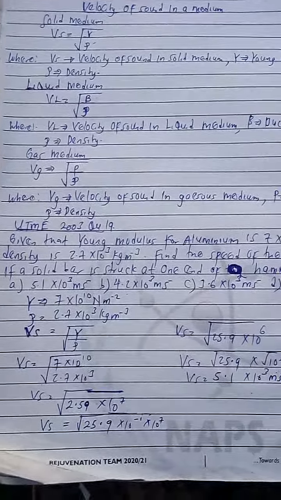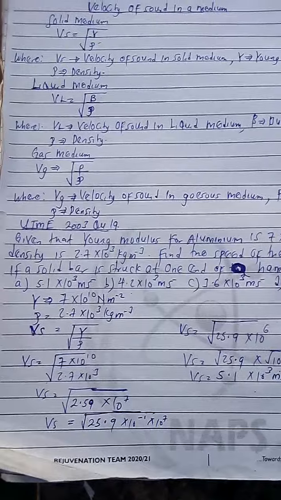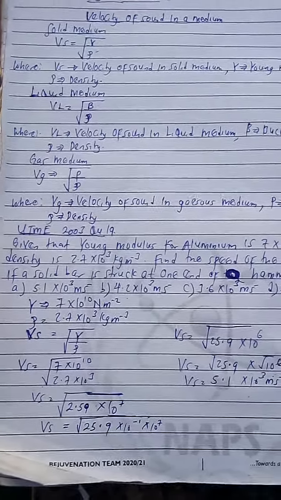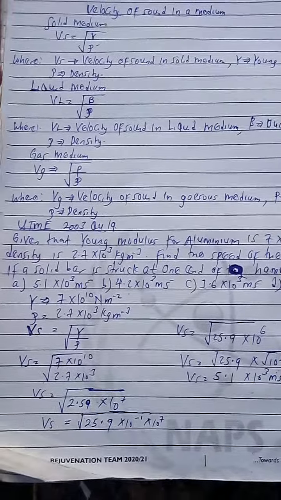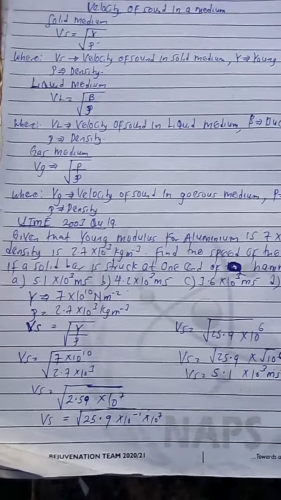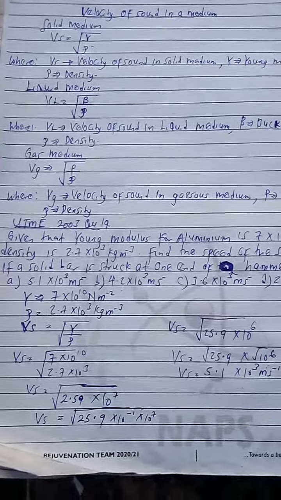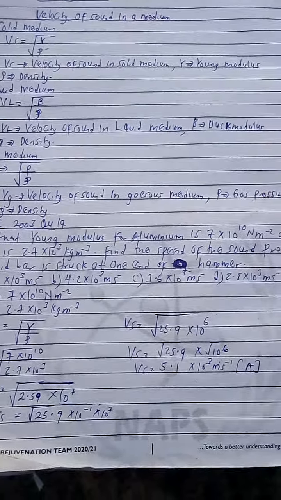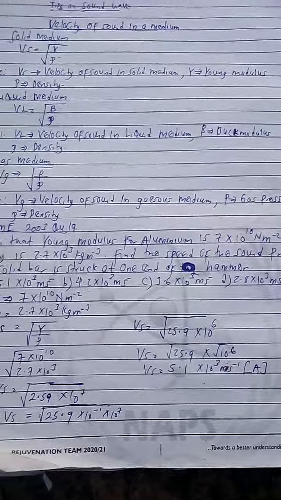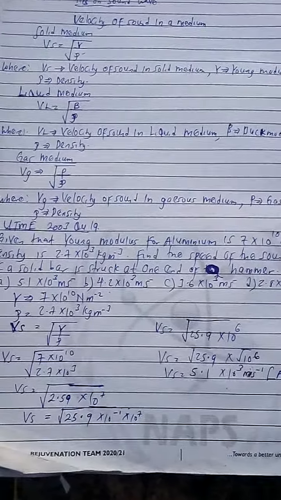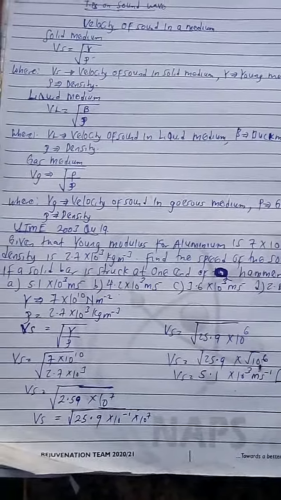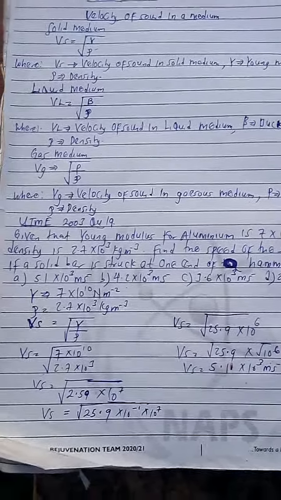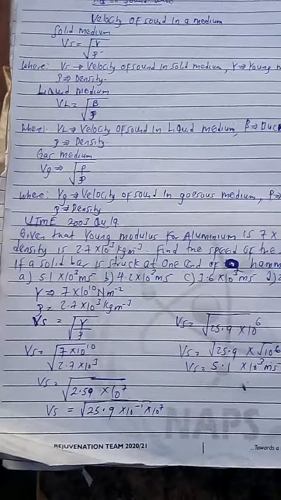In a gas medium, the velocity of sound in a gas medium is equal to the square root of gas pressure over density, where Vg represents the velocity of sound in a gaseous medium, P represents the gas pressure, and rho represents the density. So the velocity of sound in a gas medium is equal to the square root of gas pressure over density.